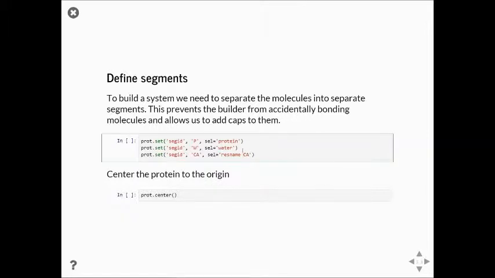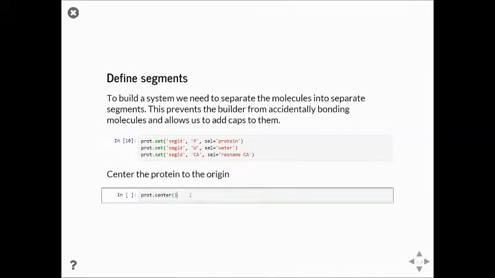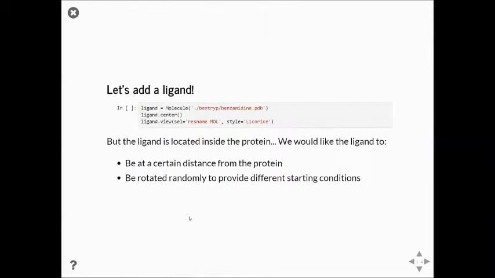Okay, once we run it, there is no output, but it modified the molecule. And then we're going to center all of the protein and move the geometric center to the 0, 0, 0 coordinates. It's not necessary, but I think sometimes it's a bit easier to work with if you move everything to the 0. So let's add our ligand now.